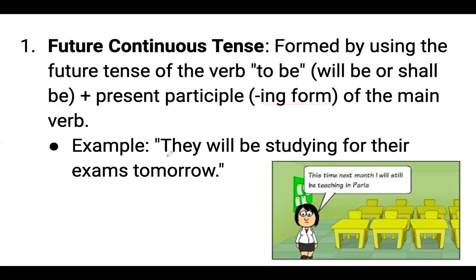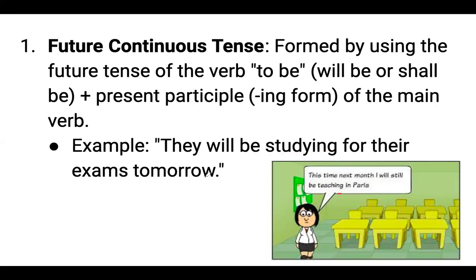So look into it. They will be or shall be, then after that the present participle, a verb with ing, studying. What did you find out? They will be studying for their exams tomorrow. You will also say, this time next month, I will still be teaching in Paria, right? In that case, again you will find will, then be, then the present participle, teaching. So: they will be studying for their exams tomorrow, or I will be teaching in Paria.